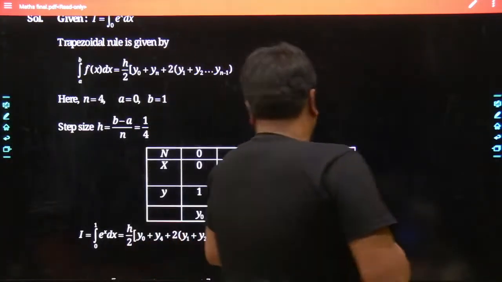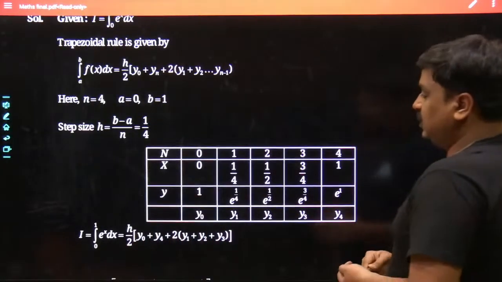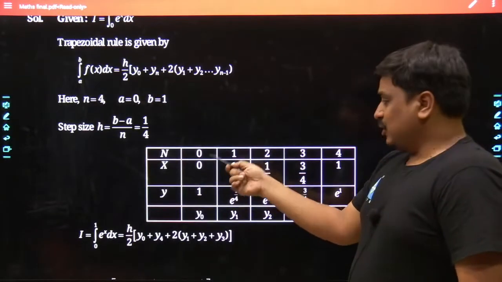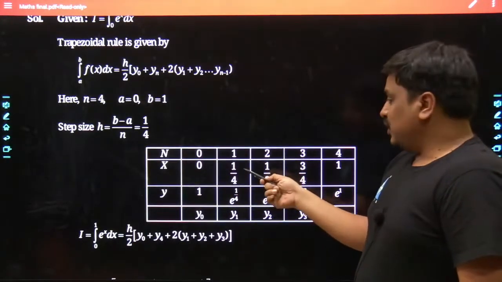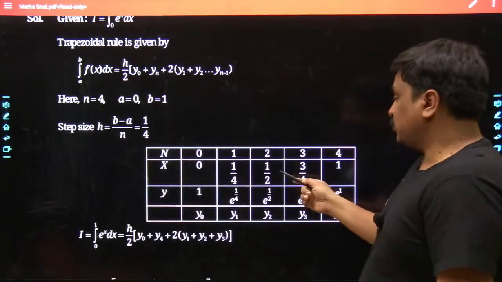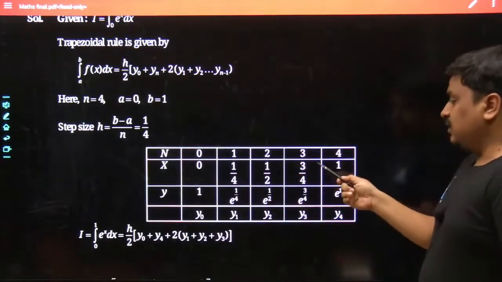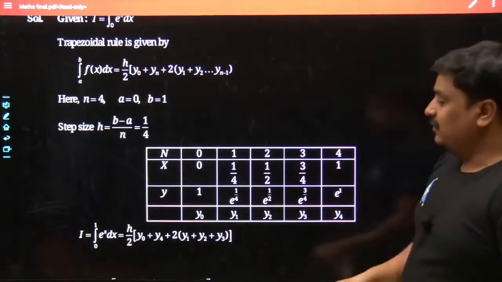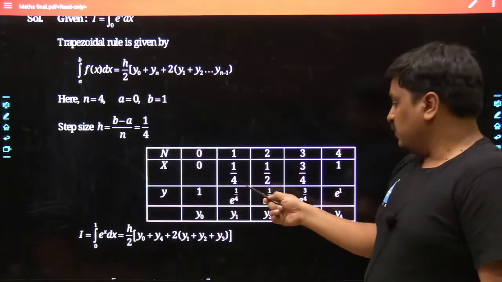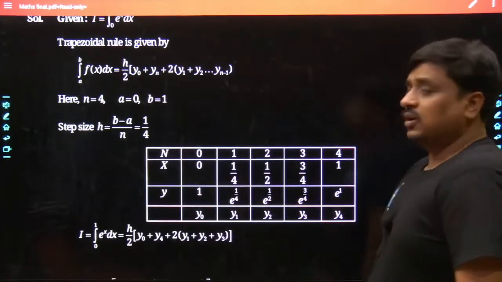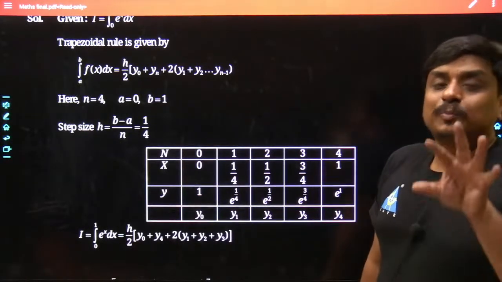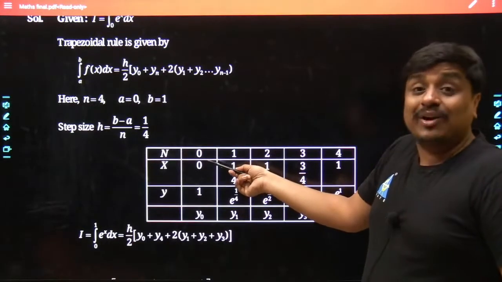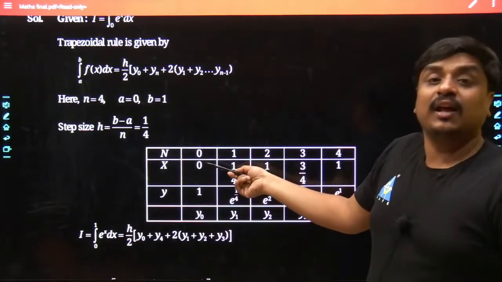So the question started from here. See what is happening over here. At the very beginning, I took x0 equals 0, then x1 equals 1 by 4, then x2 equals 1 upon 2, x3 equals 3 upon 4, and end of the day x4 equals 1. Correspondingly, we calculated the values of y0, y1, y2, y3, y4. The value of y was known, which was precisely e to the power of x. That means simply x has to be fed into e to the power of x, just to get the values of y.